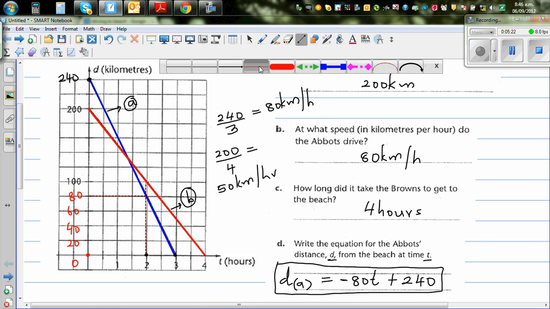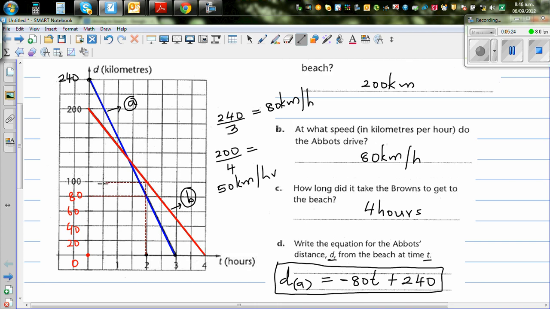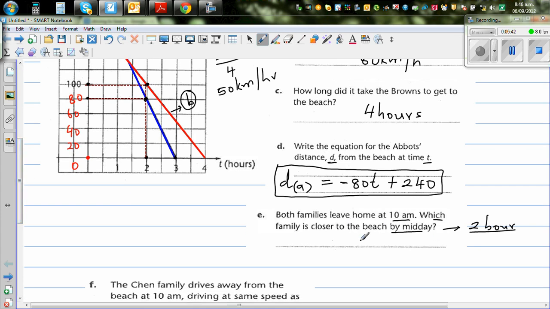So let me draw the line. We don't need any maths here. Just by looking at the graph, the Abbots are the blue line, so they are 80 kilometers away from the beach at midday. And the Browns at midday are 100 kilometers away from the beach. So at midday, which family is closer? It's the Abbots. Okay.